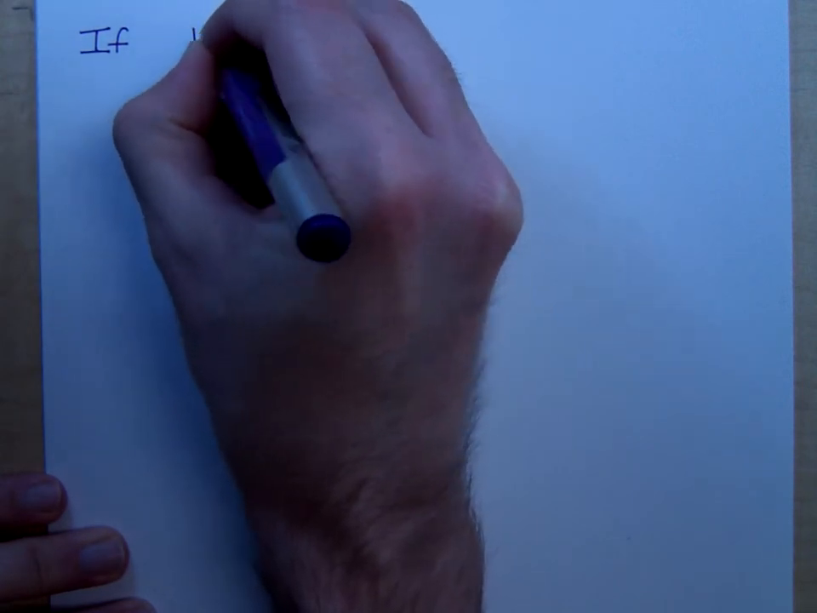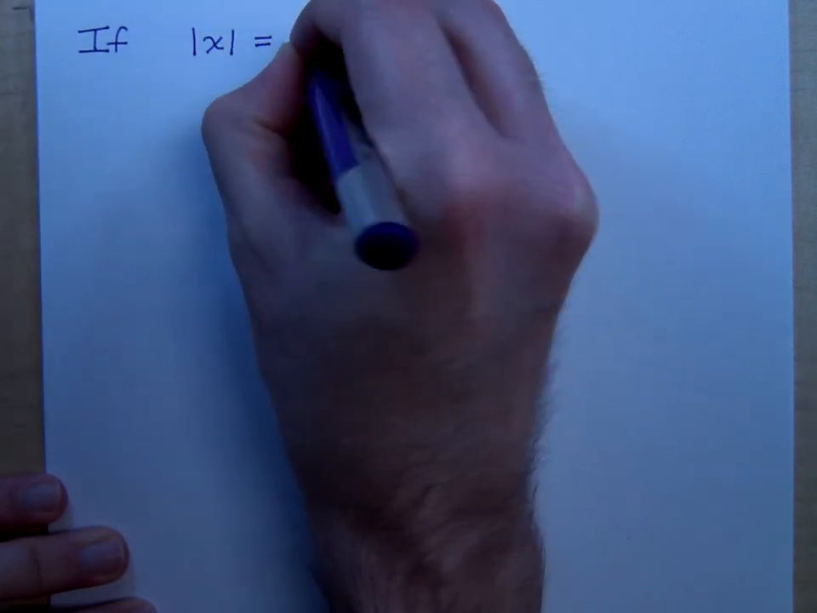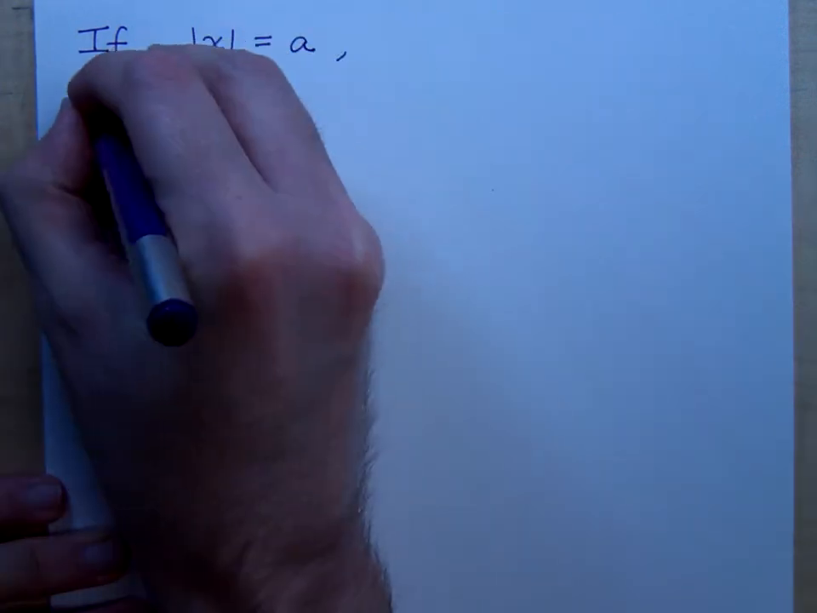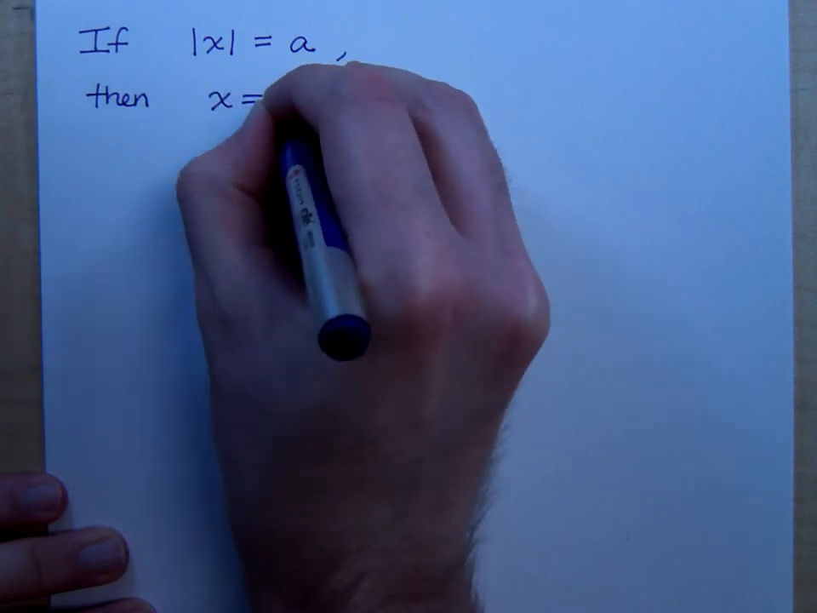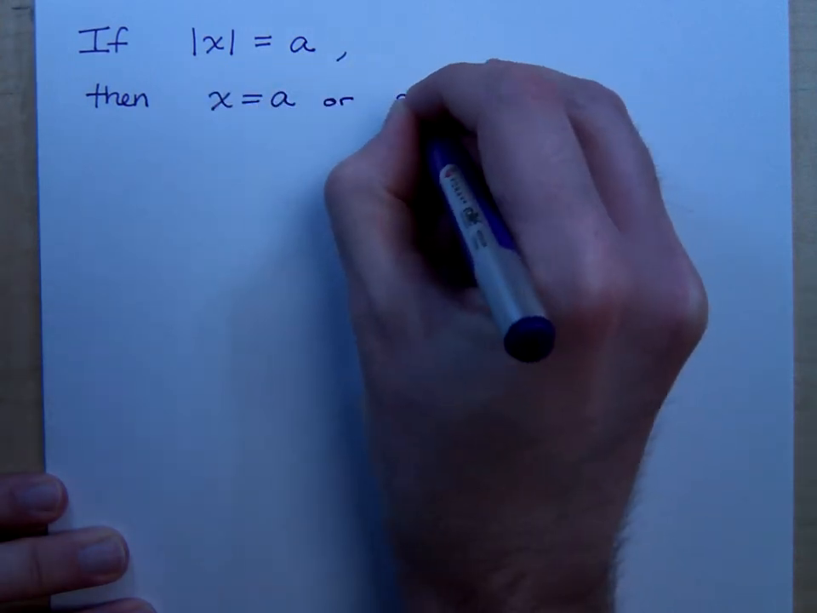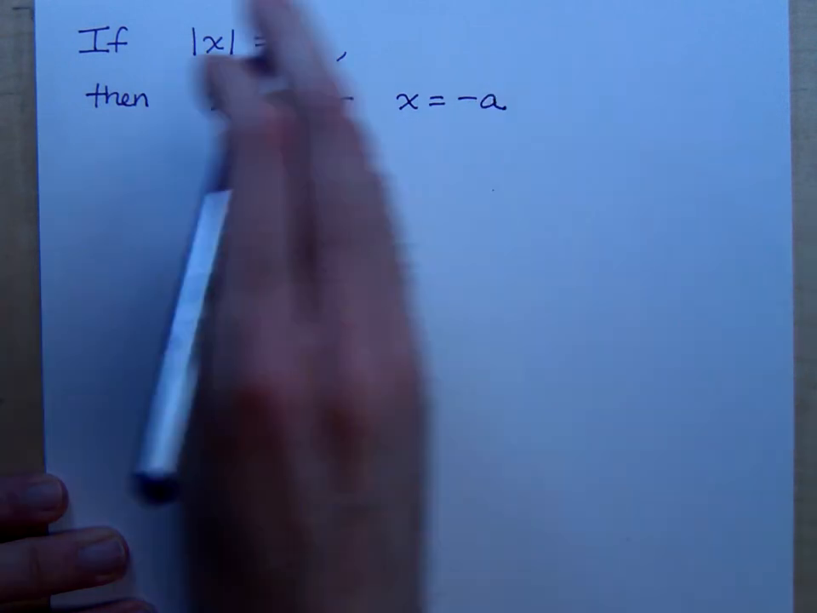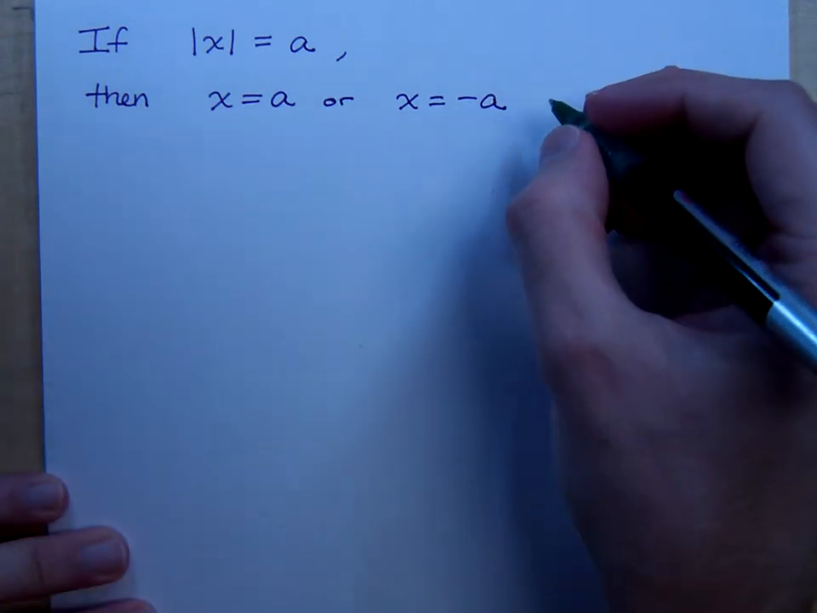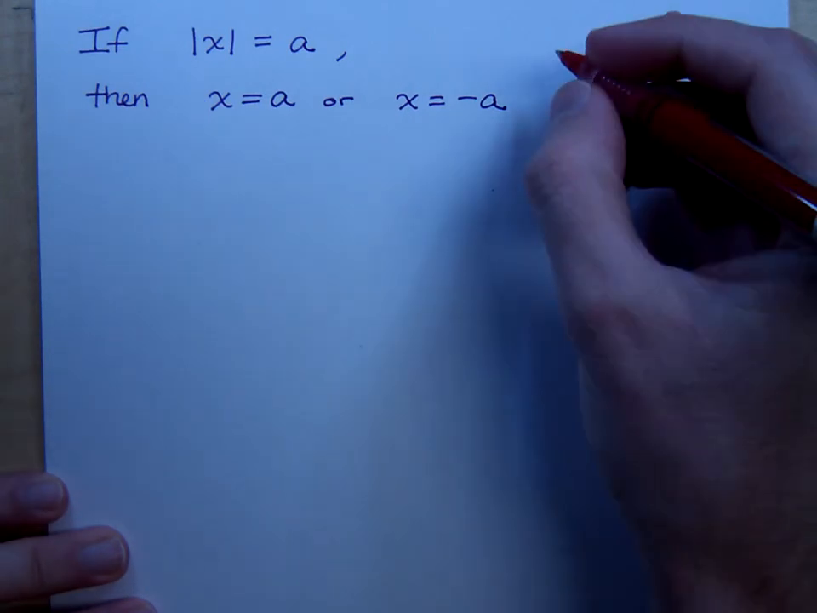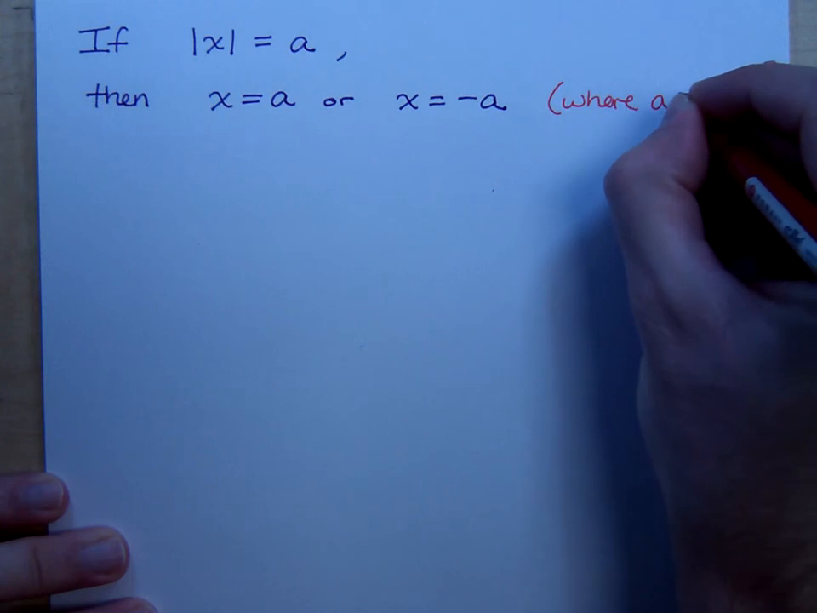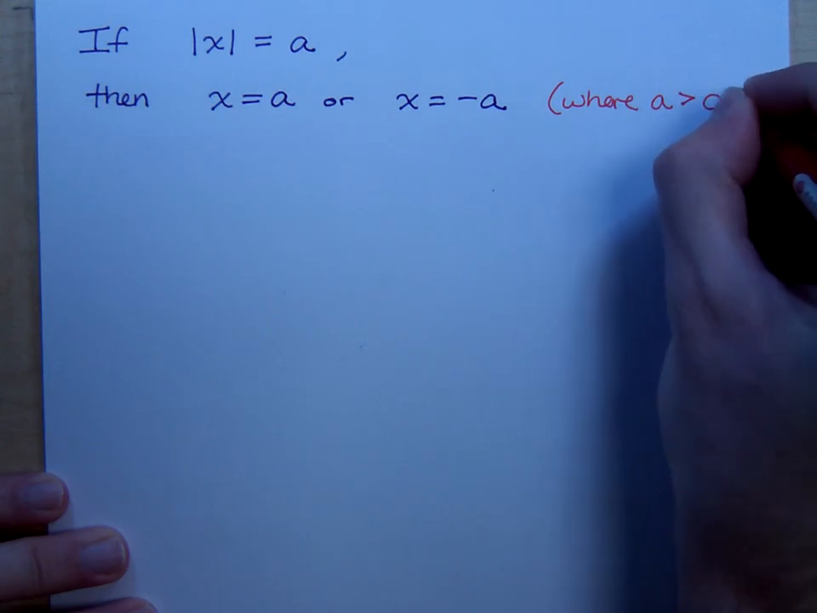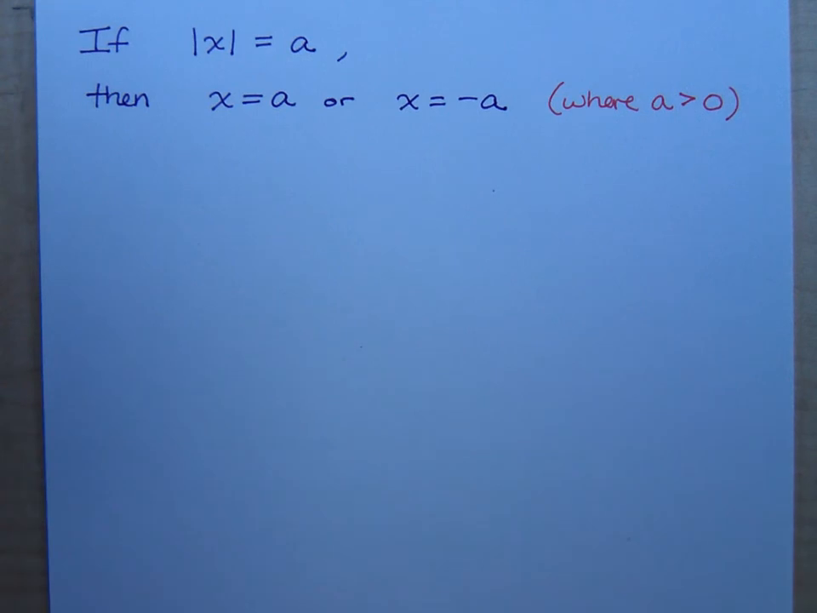If the absolute value of x is equal to a, so when we're talking about equations, and here's what we know, then x is equal to a or x equals negative a. And we need to make sure we understand that this is provided that a is a positive number. As we just saw in the last video, if the absolute value equals a negative, then that's going to be no solution.